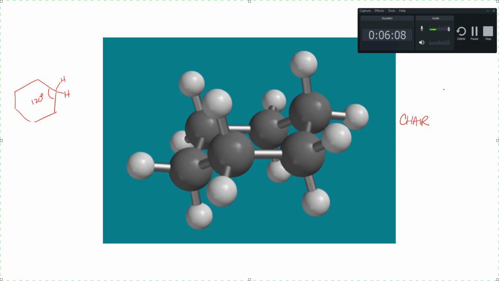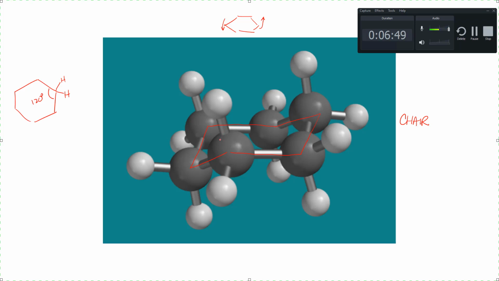So this is a cyclohexane chair. Instead of having all of the carbons planar, which would lead to this 120 degree bond angle, we bring one carbon down and we bring one carbon up out of the plane, and that gives us this chair conformation, kind of like a chaise lounge type of chair, and that allows the bonds to assume the perfect 109.5 bond angle for a tetrahedron.